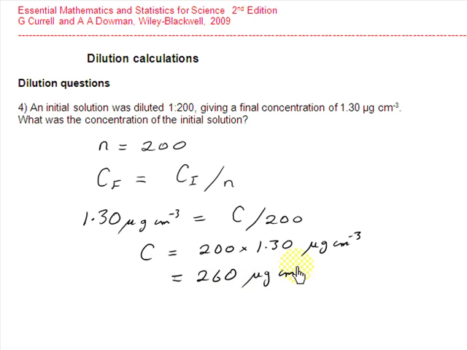micrograms per centimeter cubed, which could be rewritten, moving the decimal point 3 spaces to the left, as 0.260 milligrams per centimeter cubed.